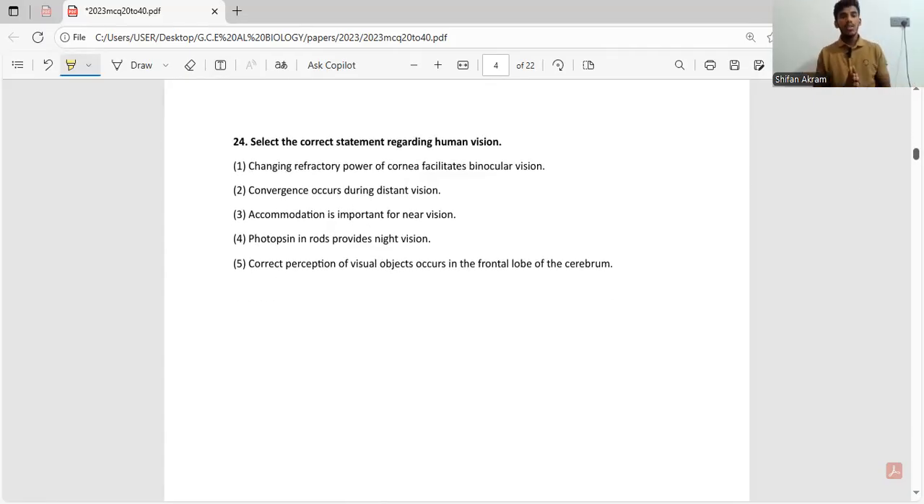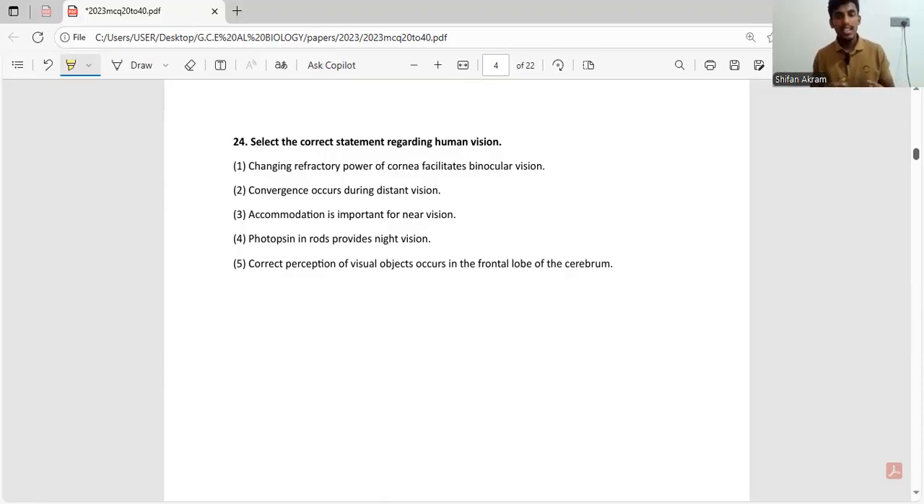Okay. Now let's go through the 24th question. Select the correct statement regarding human vision. The first statement says changing refractive power of the cornea facilitates binocular vision. We know light is refracted mainly in two places in the eye, the cornea and the lens. In the cornea, the refractive power is constant, but in the lens, the refractive power is changing. Due to accommodation, the lens can become more rounded or more thin, right?